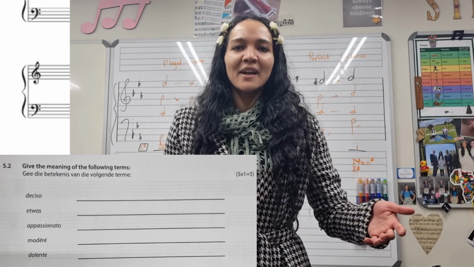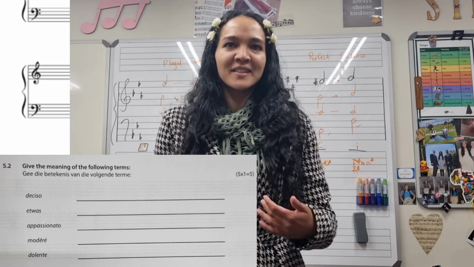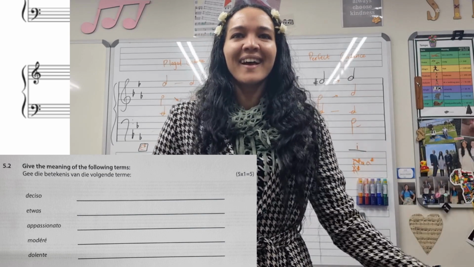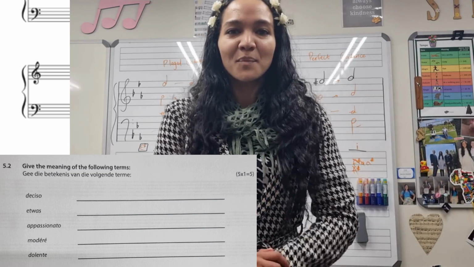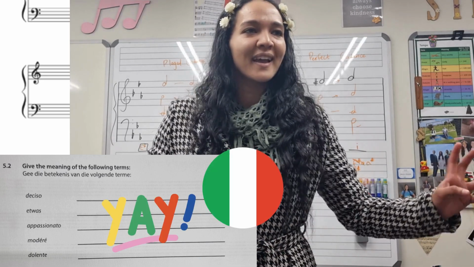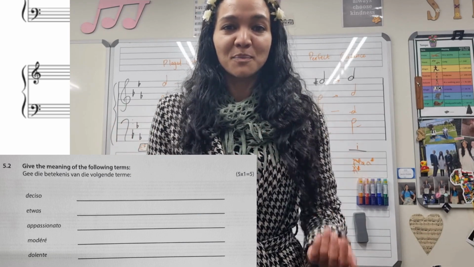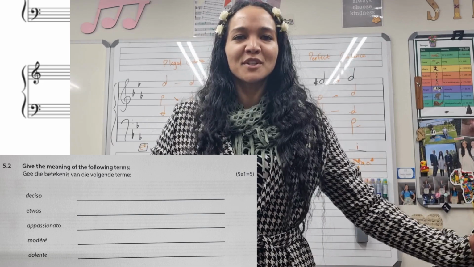So here we have various languages that they could ask of us. The first one, we have deciso, which is decisively. Then we have et vas, which is somewhat. We have appassionato, yay, an Italian term, which means passionate. We have moderere, which is moderate, and then we have dolente, which is sorrowful.